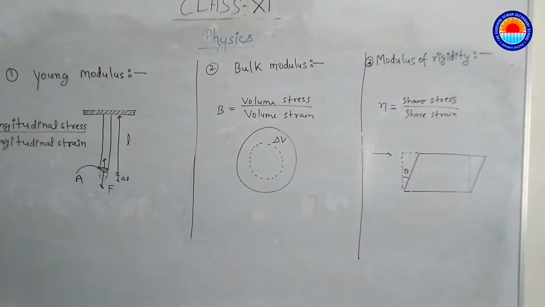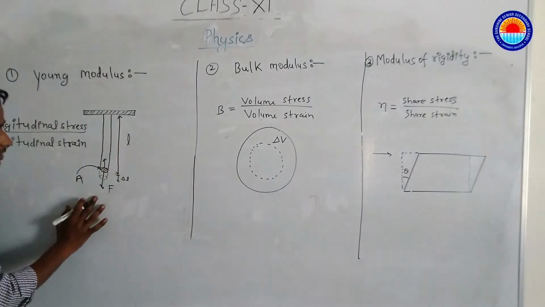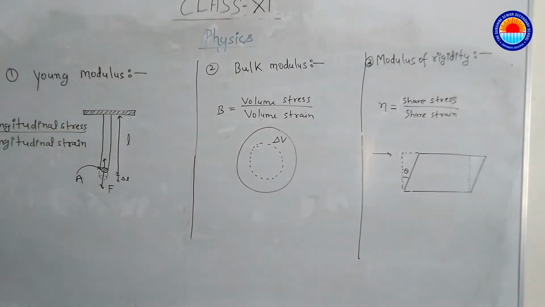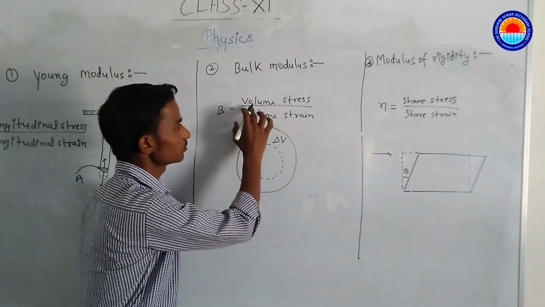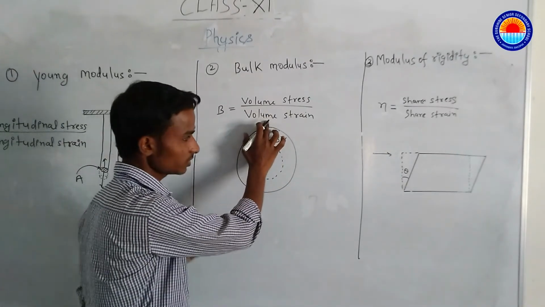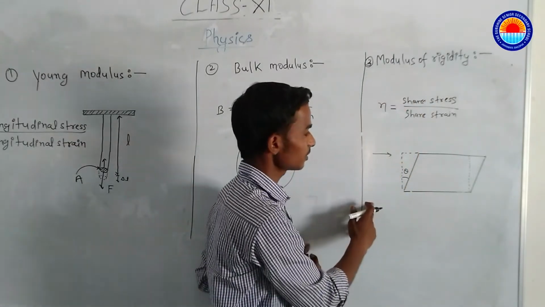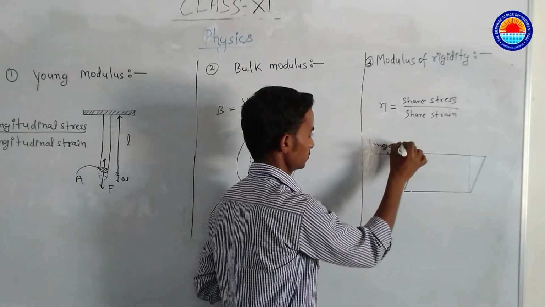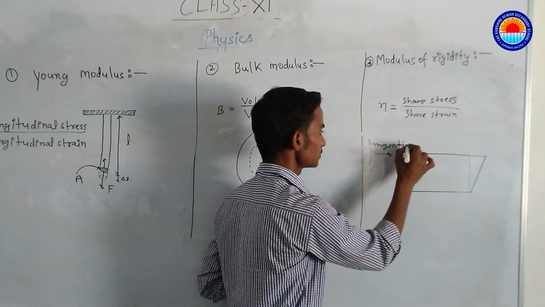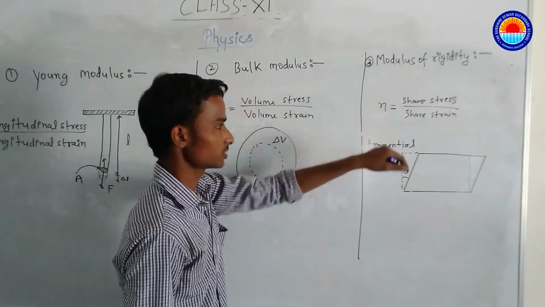In the first, if we increase the length, you get longitudinal stress and longitudinal strain. If the volume changes, you find volume stress and volume strain. And next, third is modulus of rigidity. If you apply a tangential force, you get shear stress and shear strain.